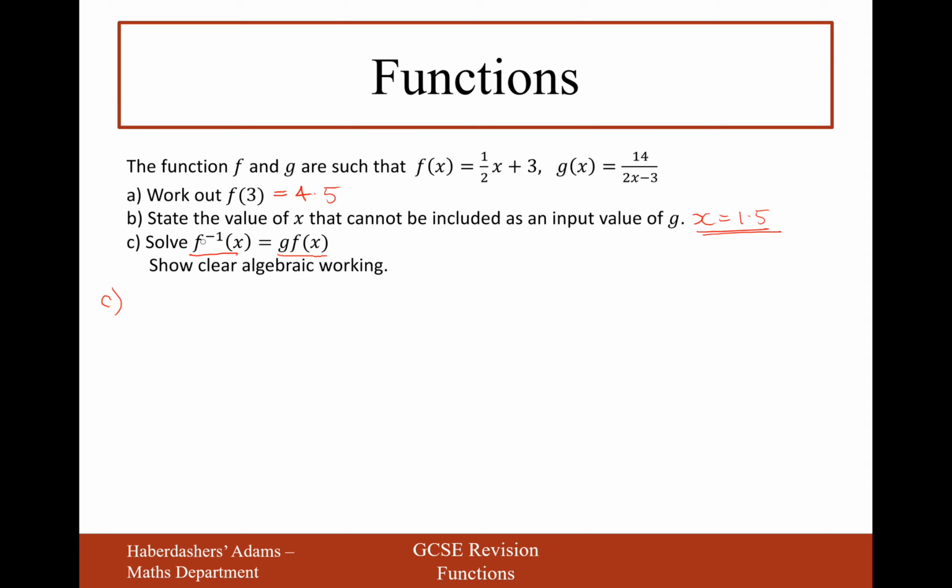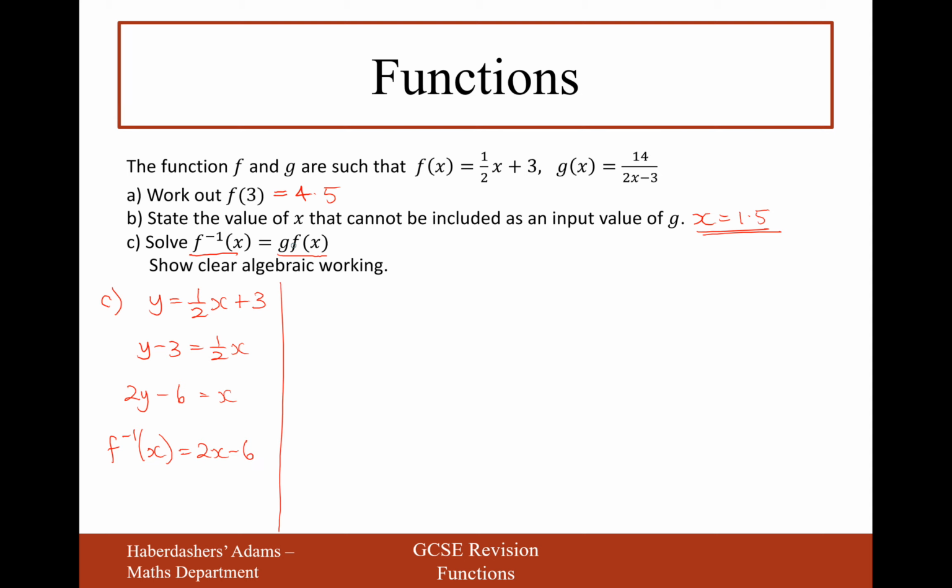So the way we do inverse functions first is we do y equals, then the function, in this case it's the f function. So in this case we'll take away 3 from both sides, and then double both sides to get rid of the half. So the answer to the f inverse function here is 2x minus 6.